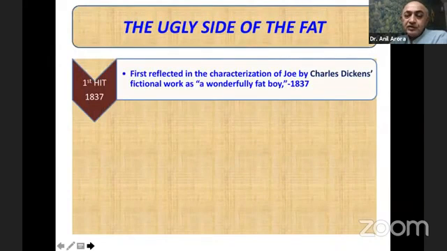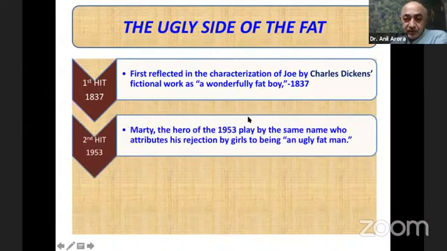In fact, the first reflection of fat being ugly came way back in 1837. If you remember the famous novel by Charles Dickens, in his fictional work there is a wonderfully fat boy, presented in 1837, one of the most popular novels. When the character of the good man called Joe was played by an actor called Marty, when he played the fat boy, he attributed his rejection by the girls to being an ugly man. So by 1953, people realized that if you are woefully fat, you will be an ugly man.